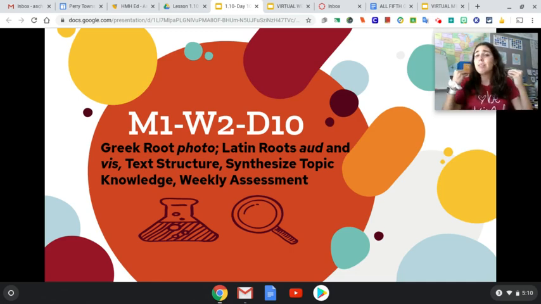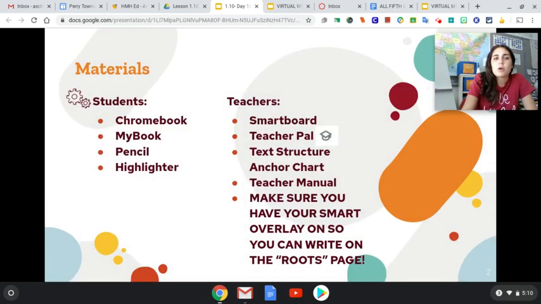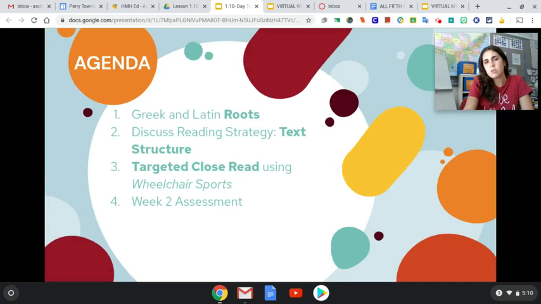And I know we've had a lot of information packed into this one week, okay? I'll try to be as concise as possible to make sure that you get the information you need to do well on your test. So, what we're going to do today, you're going to need your Chromebook, MyBook, pencil, highlighter. Okay, our agenda looks like this.